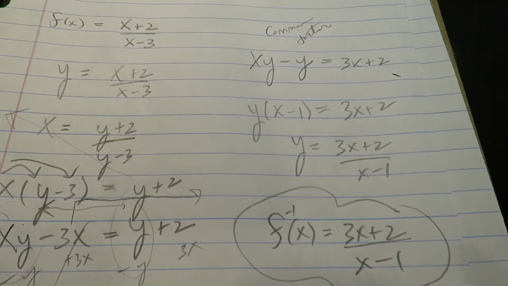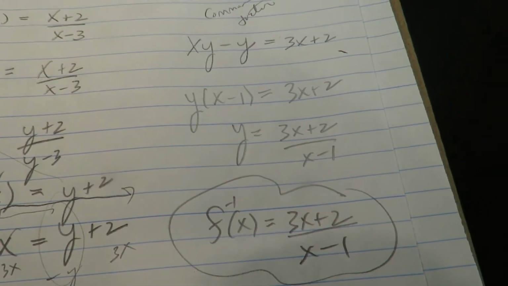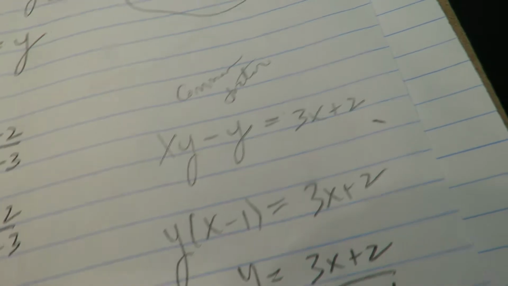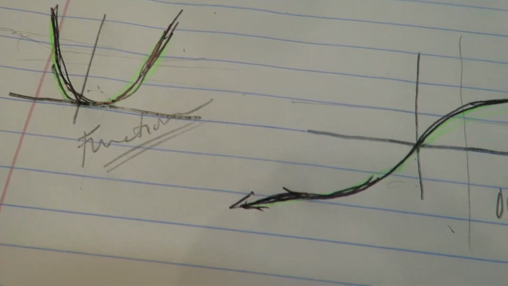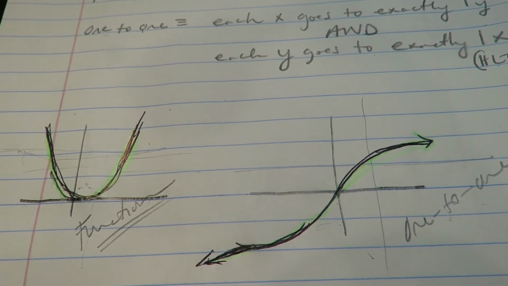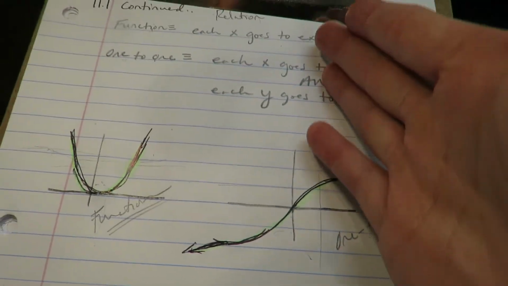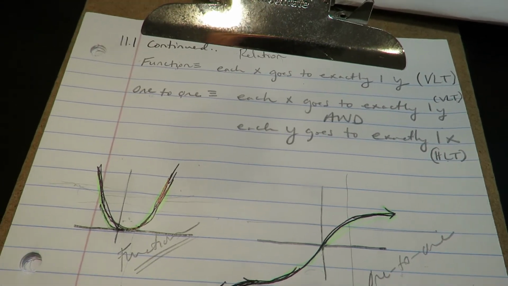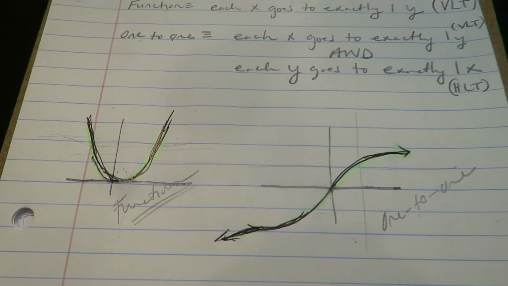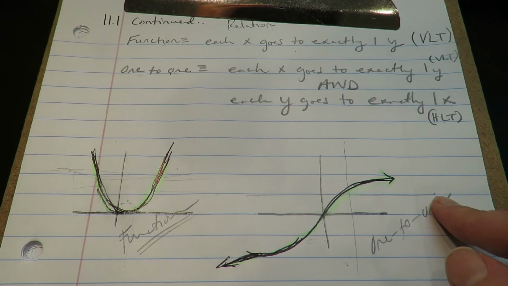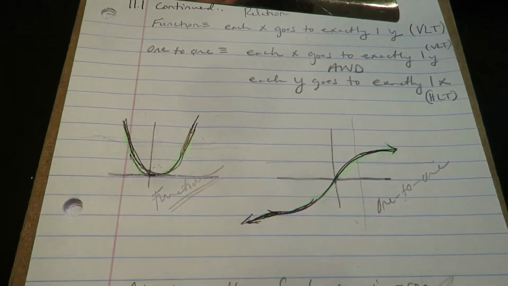Okay, gang, so this is what I'm looking for. I'm looking for you to be able to do the inverse, and I'm looking for you to be able to know if a function has an inverse or not. So remember, if a function has an inverse, it has to pass both the vertical and the horizontal. It cannot just pass one. It has to pass both. When it passes both, that means it's 1 to 1, which means it has an inverse.